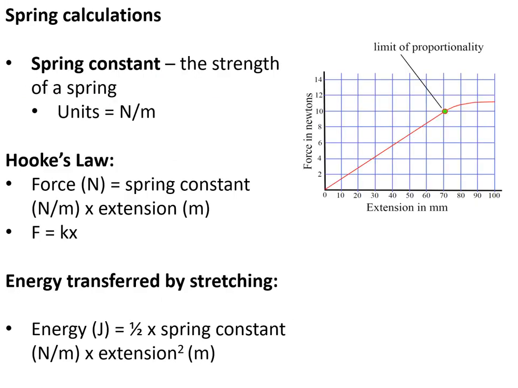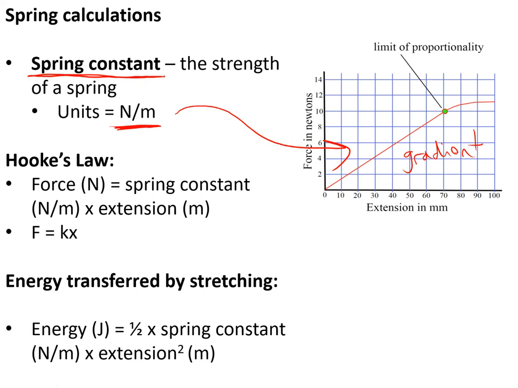And we have to do some calculations with springs. So before we calculate with springs, we need to understand something called the spring constant. The spring constant is really a measure of the strength of a spring, and it has units of newtons per meter. The strength of a spring, this spring constant, is actually the gradient of that graph. So if we find the gradient of the straight line section there, we will find the spring constant of the spring. And the higher the spring constant, the stronger the spring.